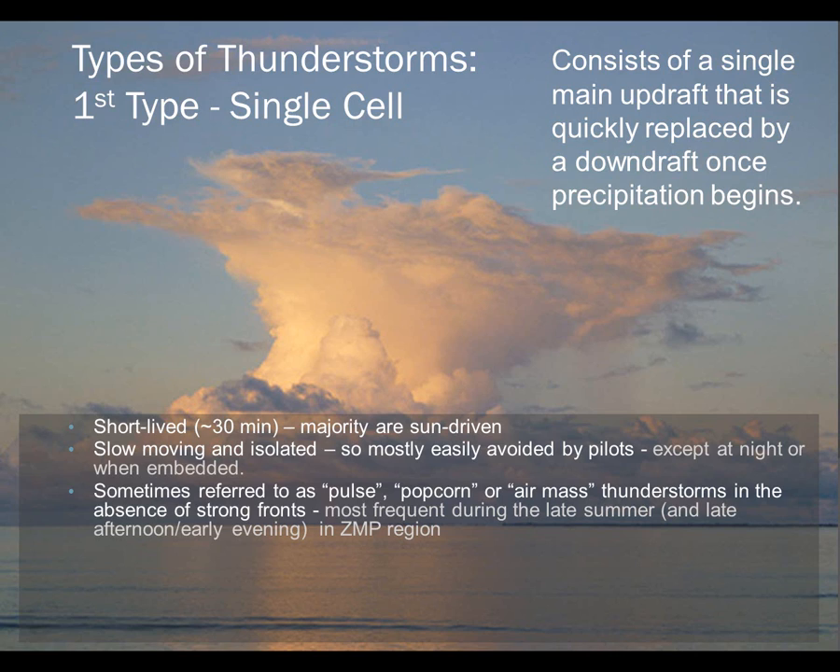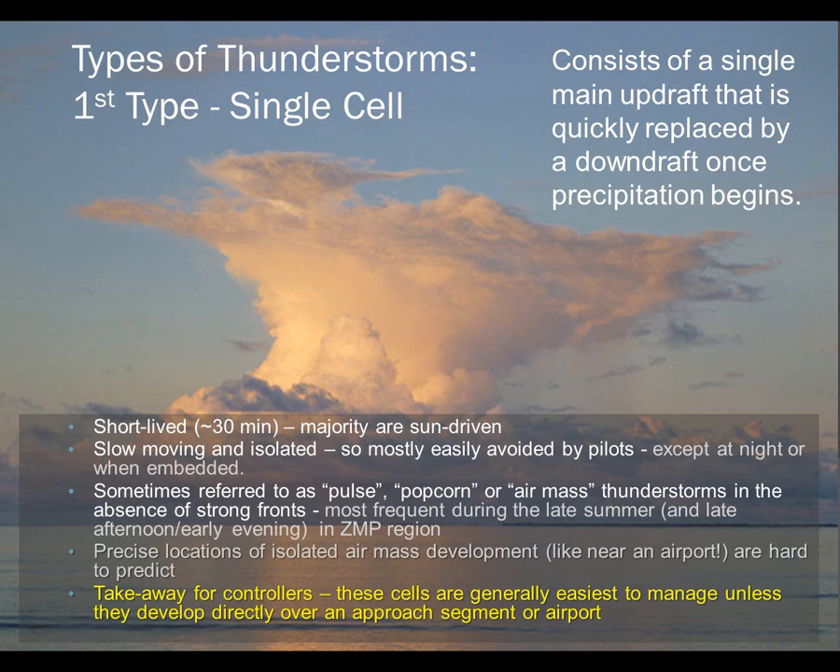And these are most frequent during the late summer in the Minneapolis region. The precise locations of this isolated air mass development, like near an airport, are hard to predict. But the takeaway for controllers is that these cells are generally easiest to manage unless they develop directly over an approach segment or airport.